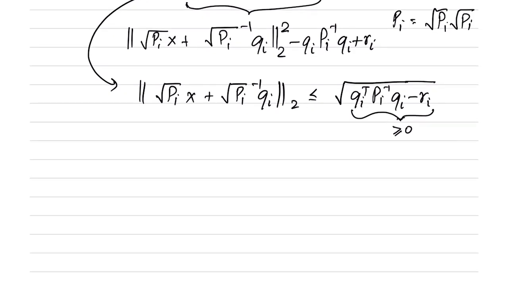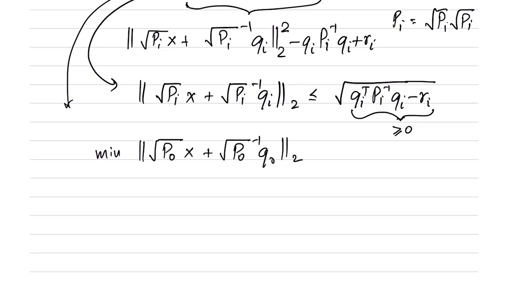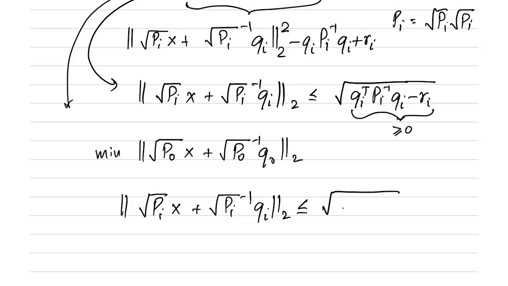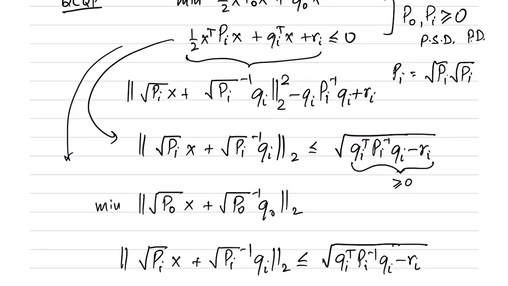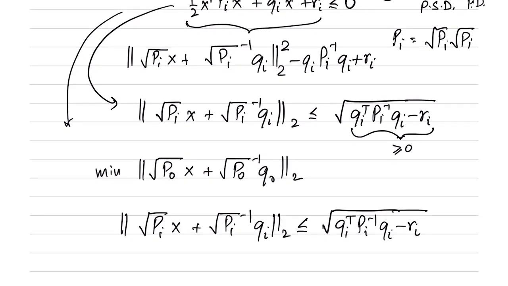So now we have been able to write this QCQP as minimization of norm of square root P0 x plus square root P0 inverse Q0 subject to constraint of the form norm of square root Pi x plus square root Pi inverse Qi less than equal to square root of Qi transpose Pi inverse Qi minus Ri. So we have been able to write it with an objective which is a norm and therefore convex, and the constraint which is of the form norm less than equal to a constant. Norm less than equal to a constant is fine because for QCQP we had said that it is of the form norm of an affine less than equal to affine. So constant is a special case of an affine.